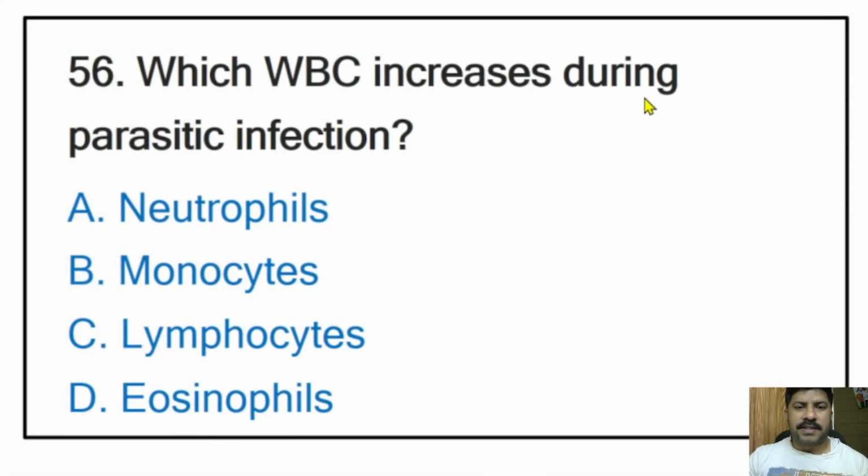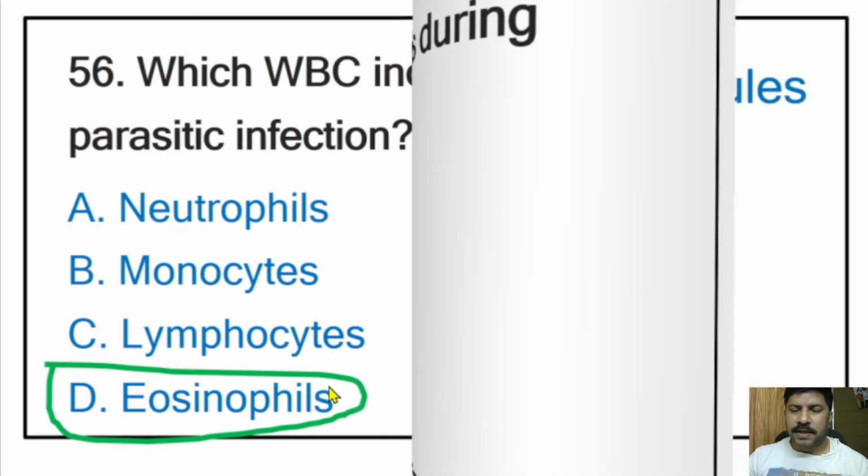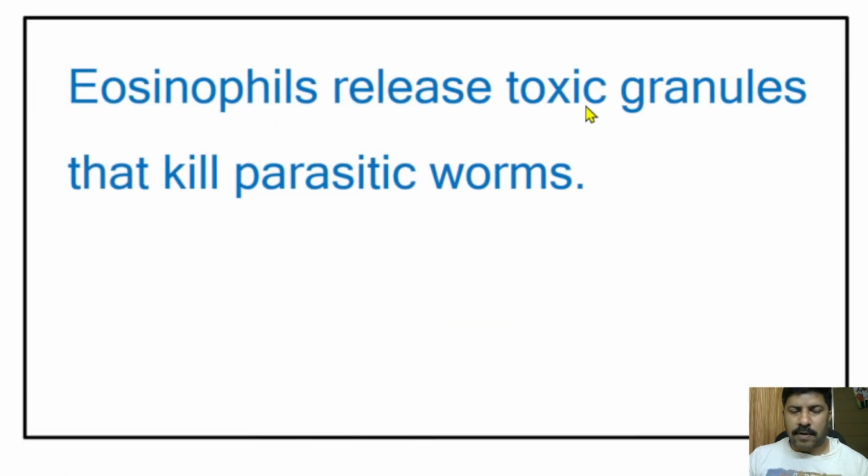Which WBC increases during parasitic infection? Neutrophils, monocytes, lymphocytes, eosinophils. Correct answer, option D, eosinophils. Eosinophils release toxic granules that kill parasitic worms.